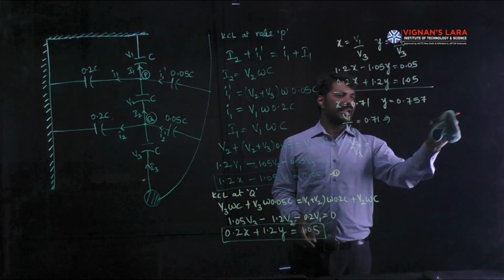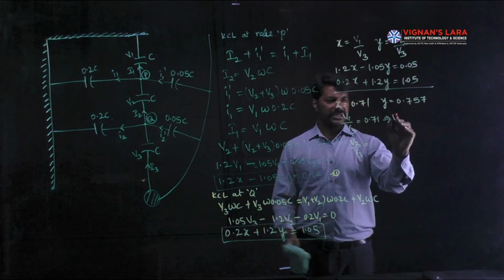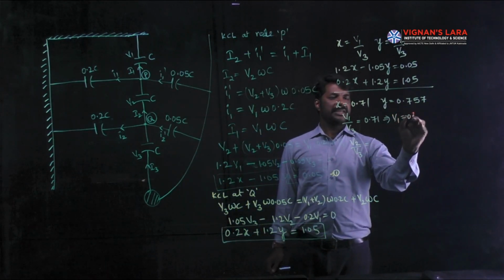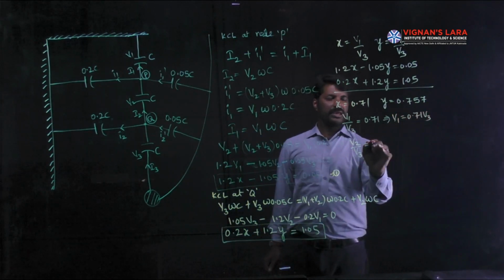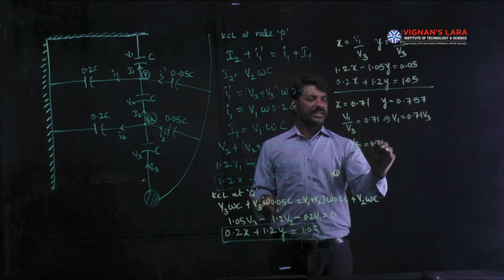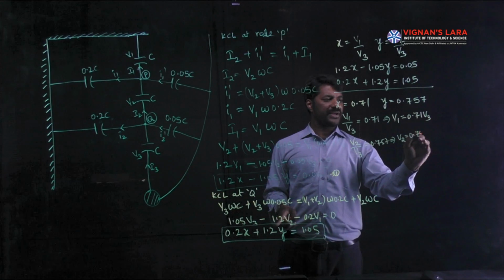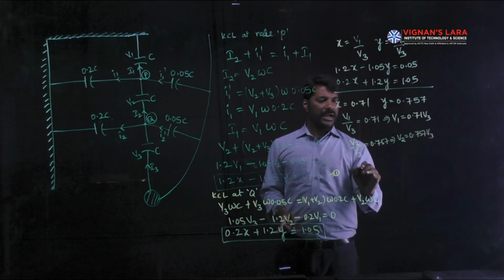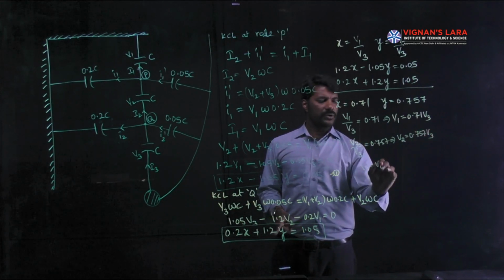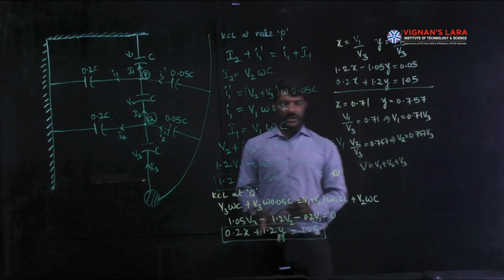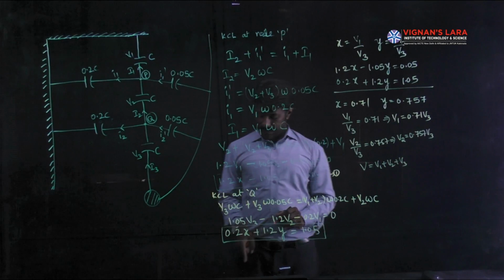Let us rewrite this for further simplification. V1 is equal to 0.71 into V3, and V2 is equal to 0.757 V3, and we know the total voltage V is equal to V1 plus V2 plus V3. This is the total operating voltage, capital V.